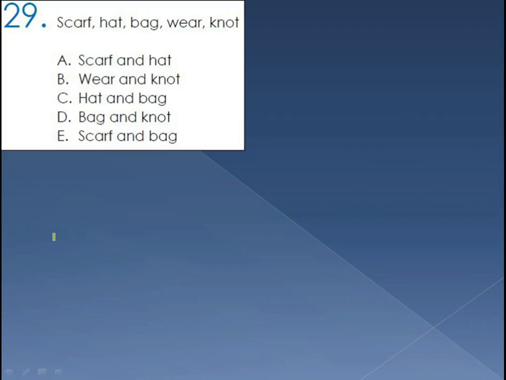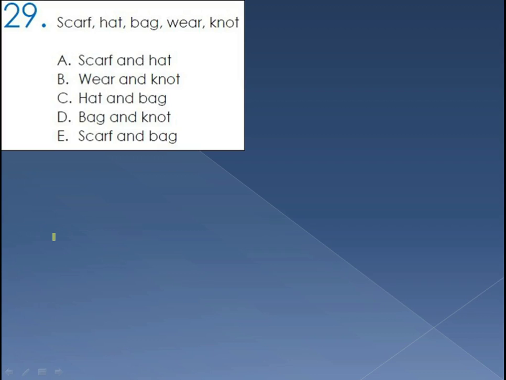Okay, 29. So this has changed again, so they're looking for something different. In this one, 3 words are related or similar in meaning, and 2 words are odd ones out. Choose the 2 words that are the odd ones out from this line. So scarf, hat, bag, wear, and not.